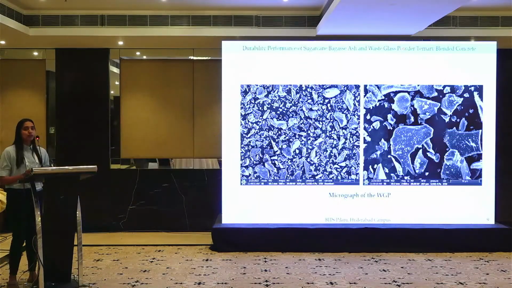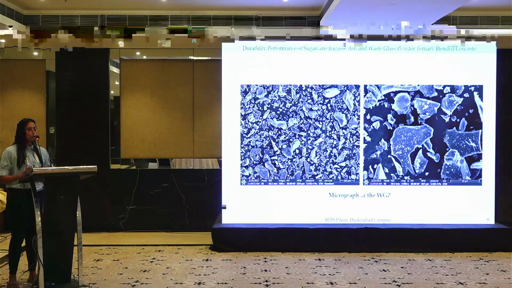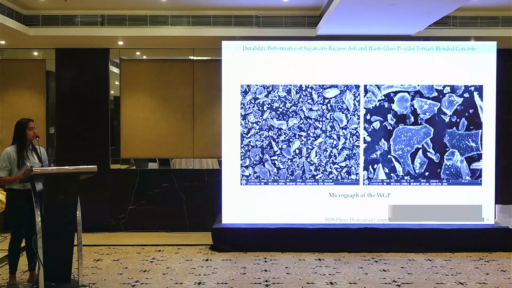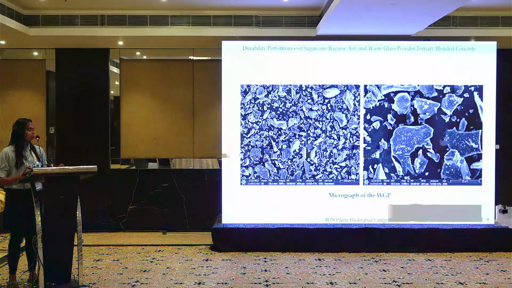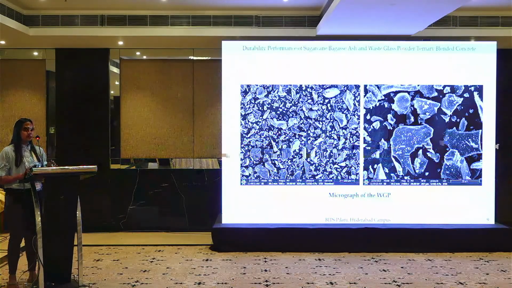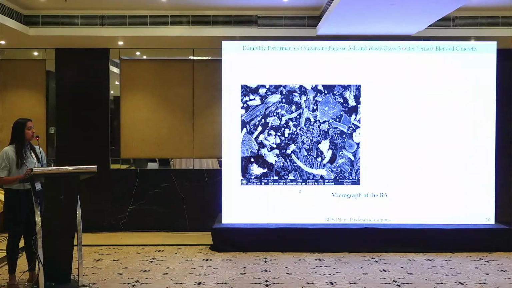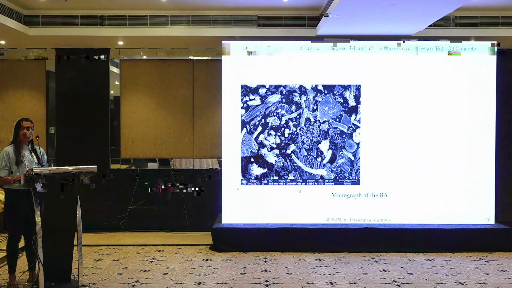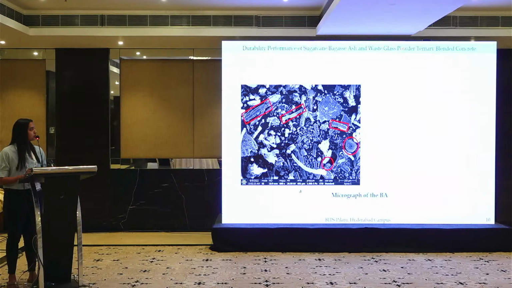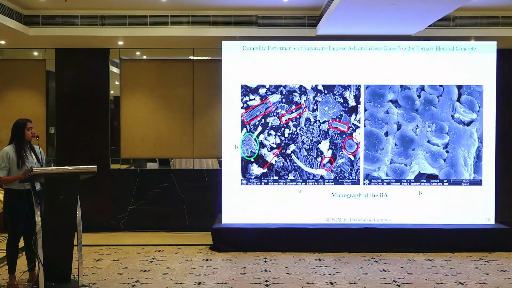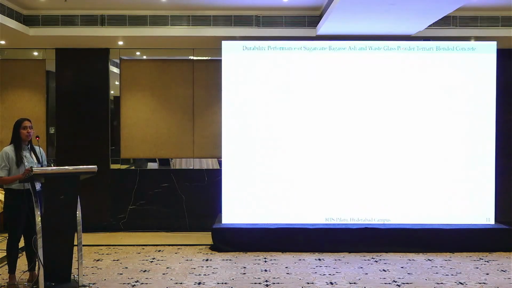And this is a micrograph of waste glass powder. The morphology of the waste glass powder is irregular and the surface is very smooth. Most of the materials have a similar irregular morphology. But in the case of bagasse ash, the morphology is a little different: it has prismatic particles, spherical particles, as well as some irregular and elongated particles, and some particles have a unique dumbbell shape, and it is rich in silica. As I mentioned, some elongated particles are actually fibrous particles.